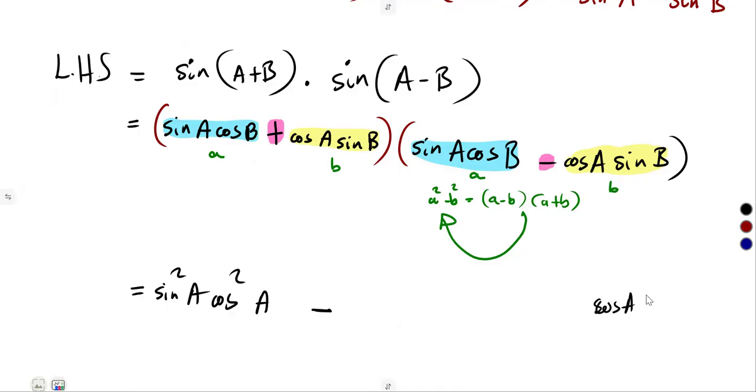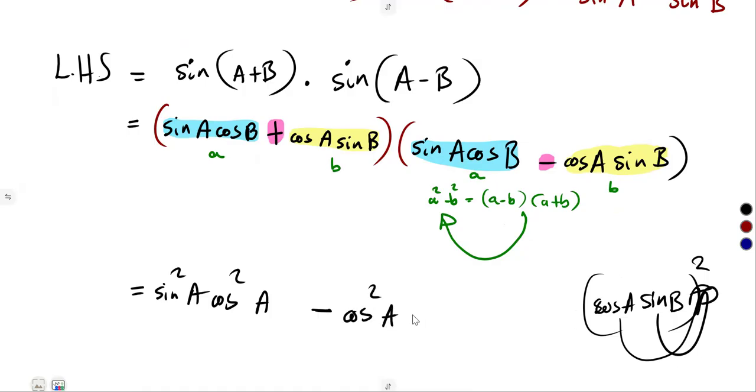So if it is cos A, sine B, the whole part has to be raised to the power of 2. So it's going to be cos squared of A, sine squared of B. Each and every term expanded like that.